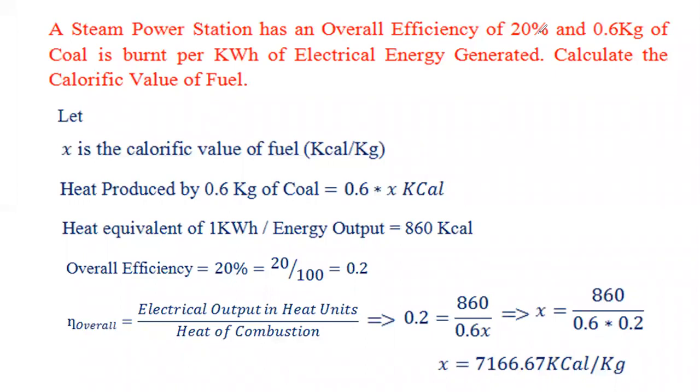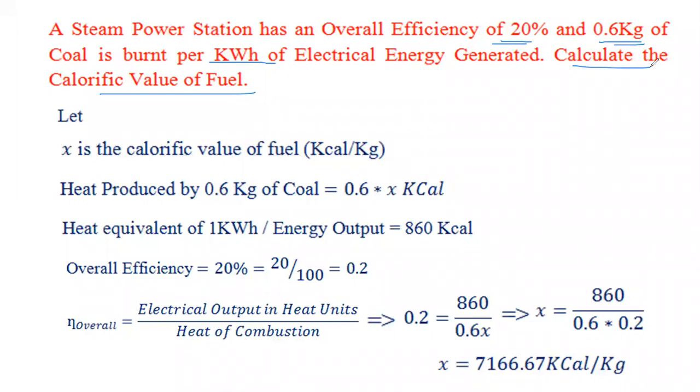Now, the parameters given in the problem are an overall efficiency of 20% and coal burnt of 0.6 kg per kilowatt hour. We need to generate 1 kilowatt hour of energy. The fuel we are using as input in the thermal power plant is coal, and 0.6 kg of coal is required to generate 1 kilowatt hour. Here we want to find the calorific value of coal, but the calorific value is not mentioned, so we need to find it based upon the given data.